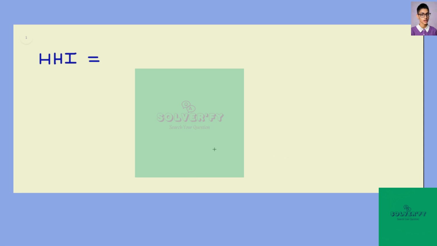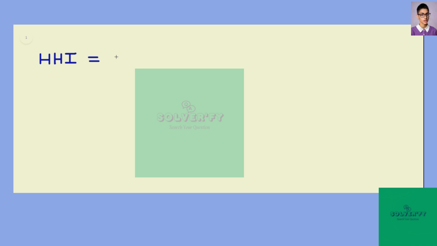Hey everyone, today we're solving problem number 14, which asks us about the HHI, the Herfindahl-Hirschman Index. I apologize if I mispronounced that name, but essentially it asks us to show how you measure this index and then what a low number on the index indicates about the competition in the market.